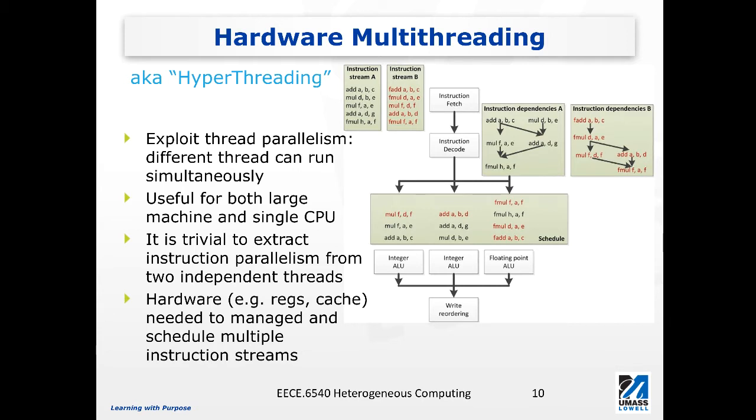But this comes with a cost. In the processor hardware, we need to have extra registers, even extra cache, to manage and schedule multiple instruction streams. Because while you are executing these instructions, and because they are from different threads, their states have to be maintained separately.